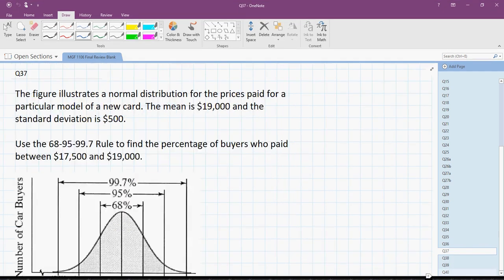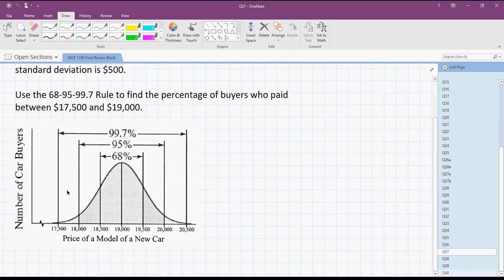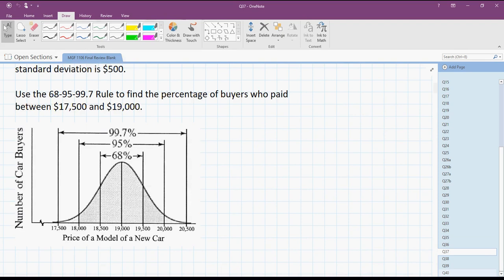All right, 37. Same idea. This time, they want to know who paid between 17,500 and 19,000. So from here, 17,500 to 19,000. So it's half of 99.7, and what'd you get? 49.85. He just said it was half of 99.7.